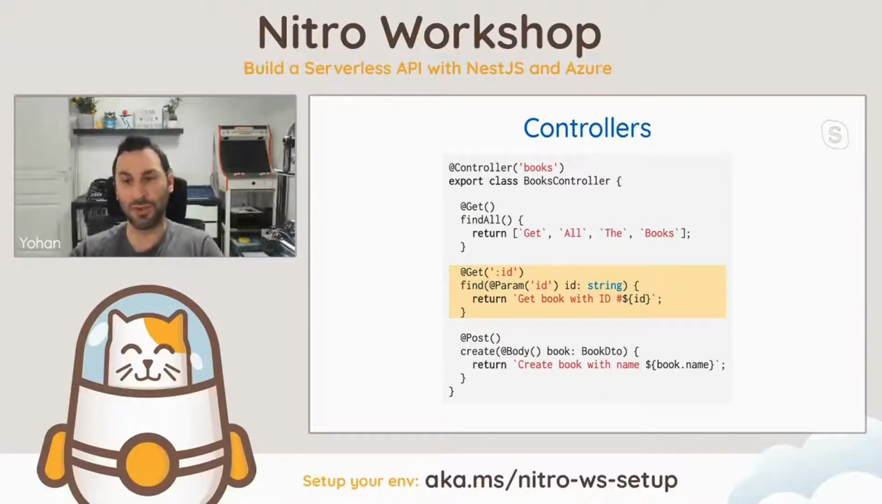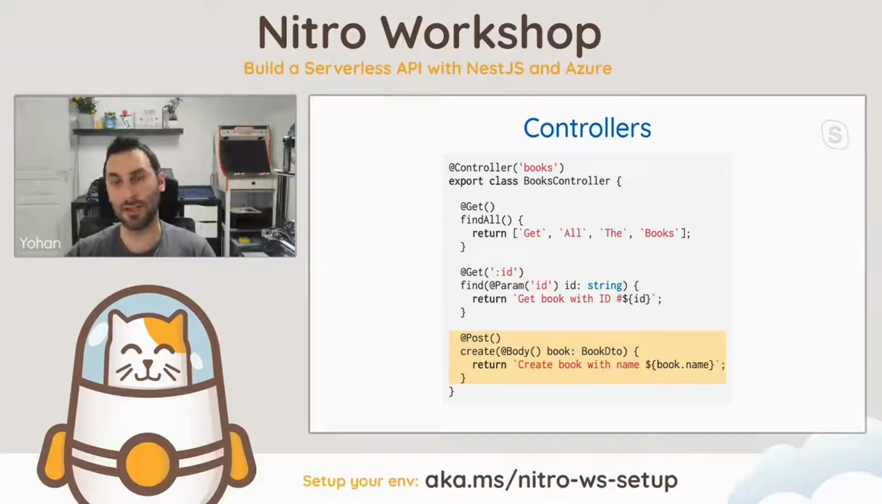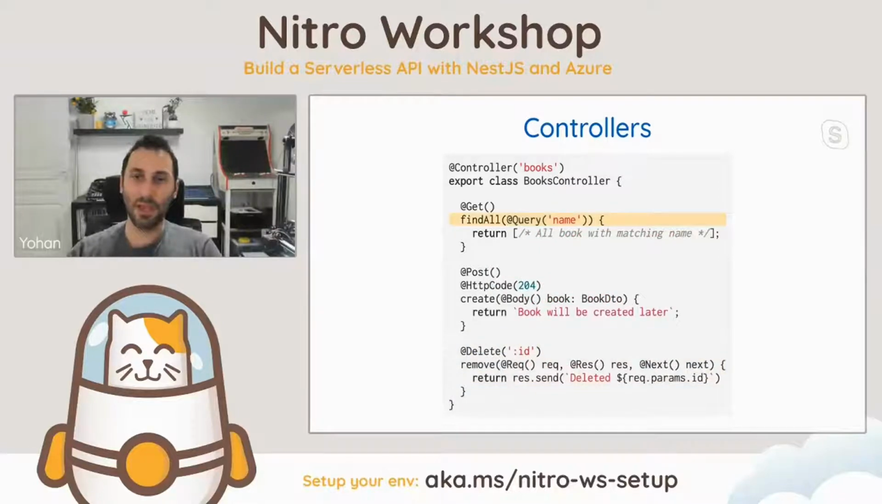For example, in that case, using the :id annotation, I can choose to get a parameter from the route URL, in that case, the ID. Using the @Param annotation in my function, I can get the ID of the book I might want to get directly from the URL. In the case of a POST request, you can also access the body of the request, the object that was sent to your API, using the @Body annotation, and you will get the object corresponding to the request. And it will already be deserialized for you. If the object was in JSON, you will already get the JavaScript object in there.